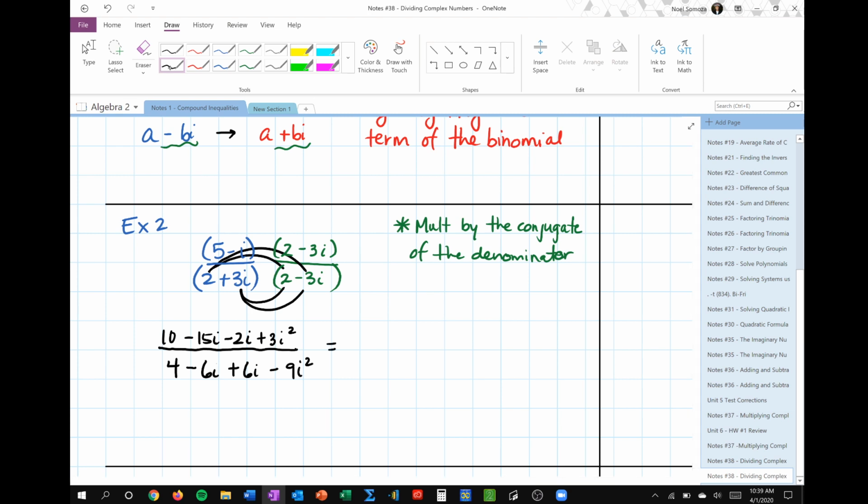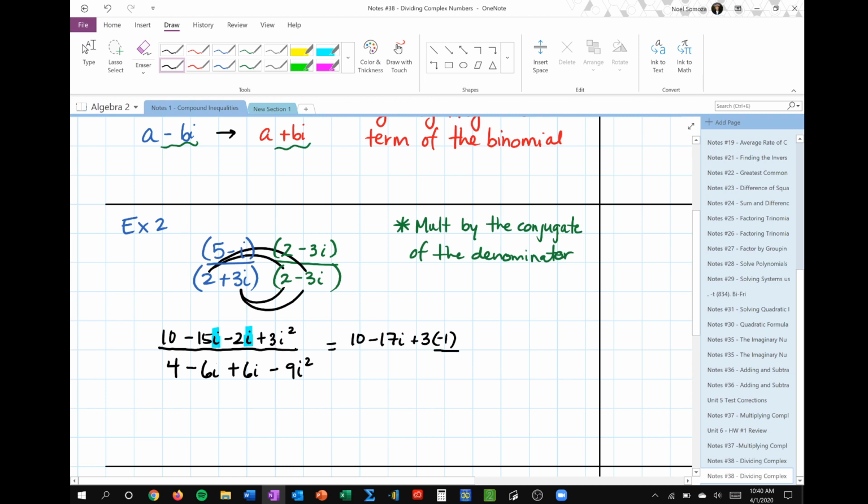Okay, so let's clean up now. Let's start with the numerator. Okay, I have -15i minus 2i. Remember, these are like terms because they both share i. So they're both imaginary terms. We can combine them. Okay, so at least for now, we can say this is 10. -15 minus 2 would be -17i. And then the 3i squared, we can rewrite this as 3 times -1.